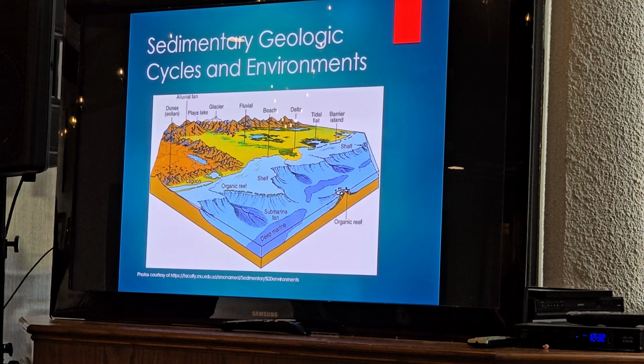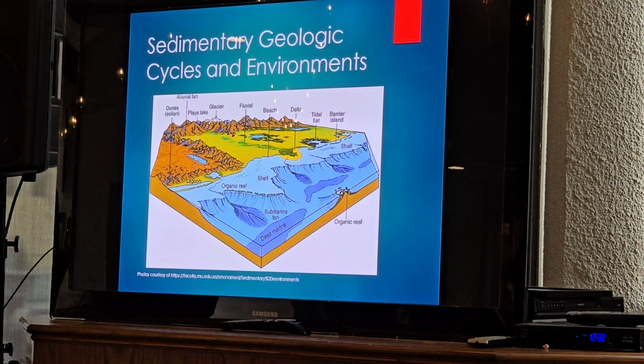One thing I want to take from this, my professor told me it's one thing to always keep in mind: the present is the key to the past. The same processes we see today, we see throughout history. So you have all these different depositional environments that we can look at and apply back to the past.